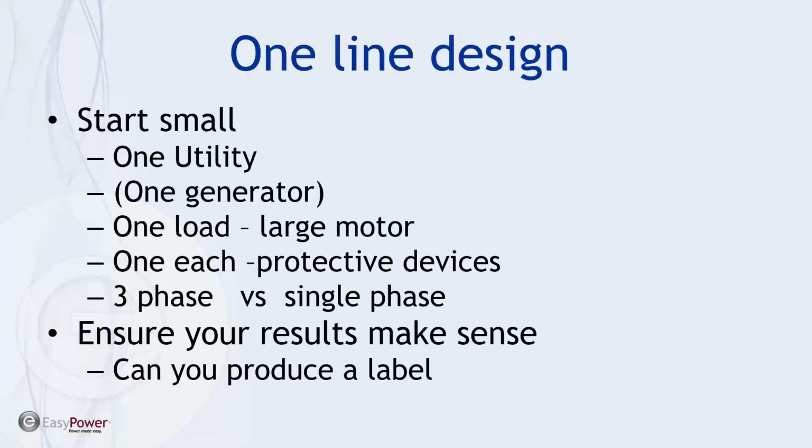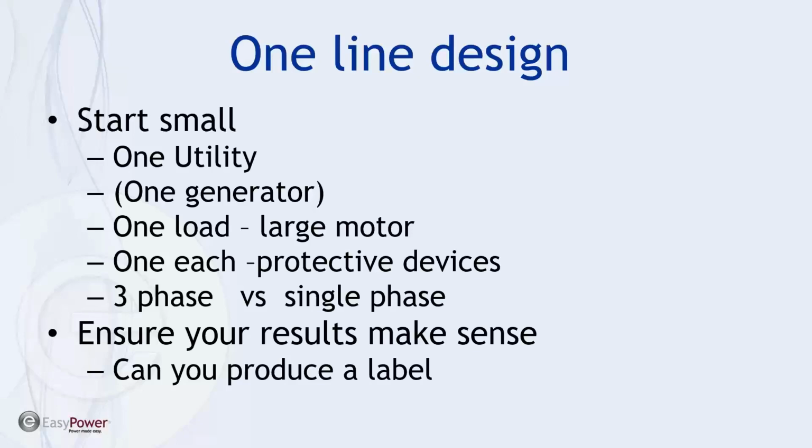One of the things I strongly recommend, at least in the early stages of learning EasyPower, is to start small with your one-line design. Have one each of a utility, maybe a generator if you have that in your system, and one load, and then the connections between that utility source and the load, covering as many voltage changes or different types of protective devices.